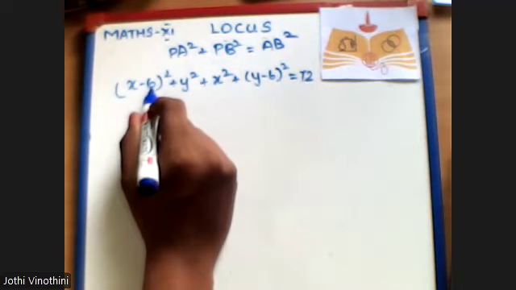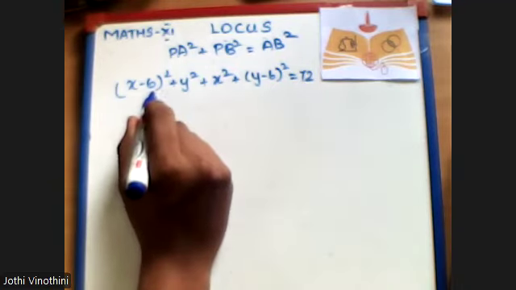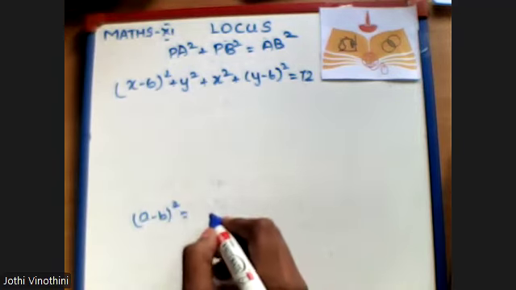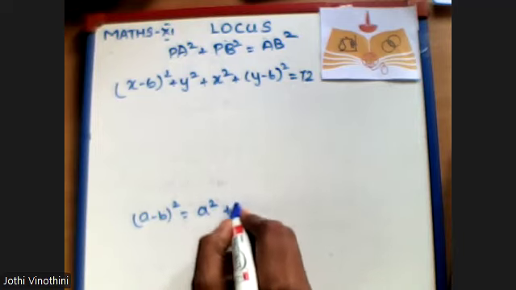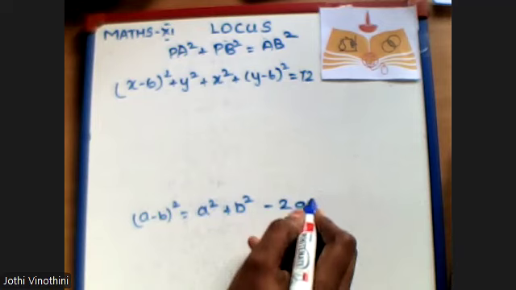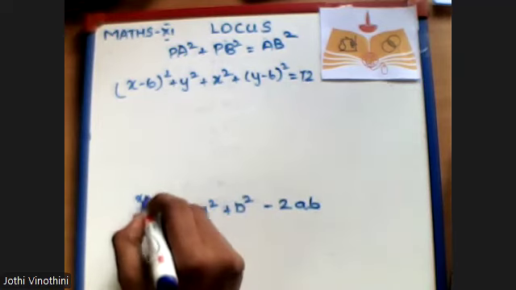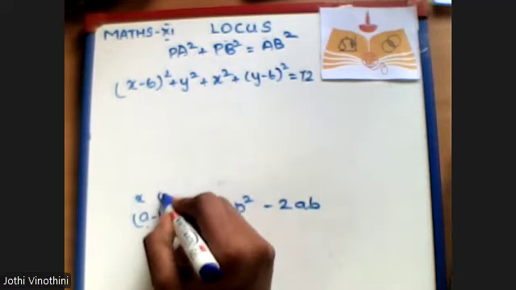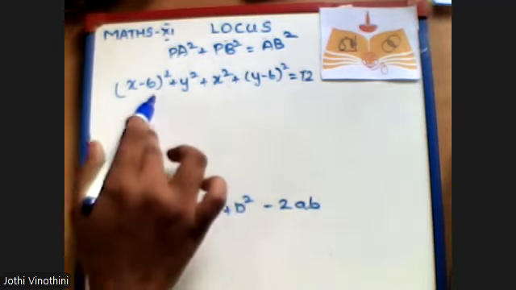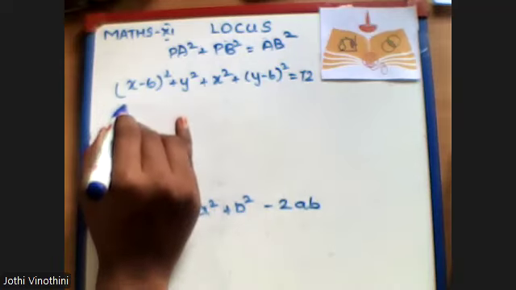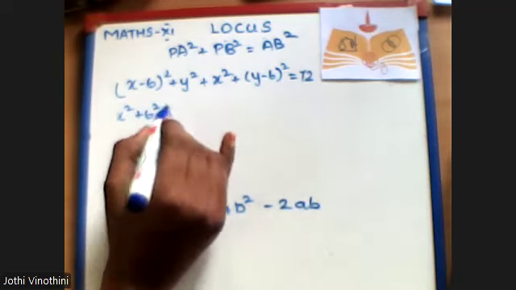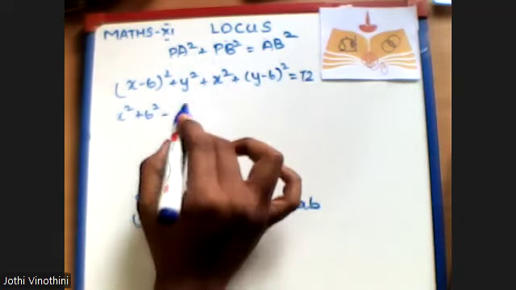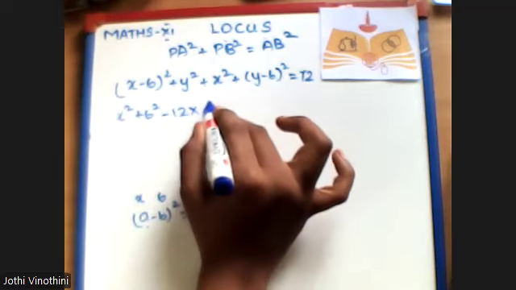Okay. What is in the form of this? This is in the form of a minus b the whole square. What is the formula for a minus b the whole square? a squared plus b squared minus 2ab, right? Right. So x is in the place of a and 6 is in the place of b. So x minus 6 the whole square will be x squared plus 6 squared minus 2ab. So 2 multiplied by 6 multiplied by x is 12x, right?